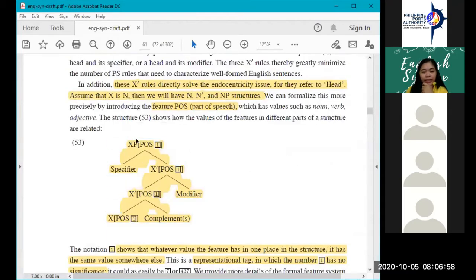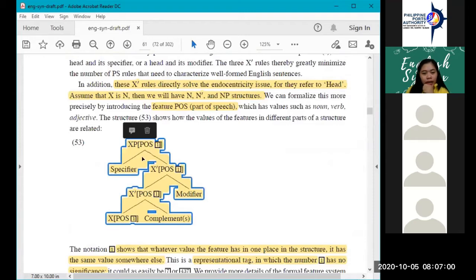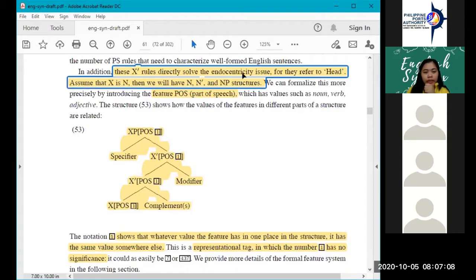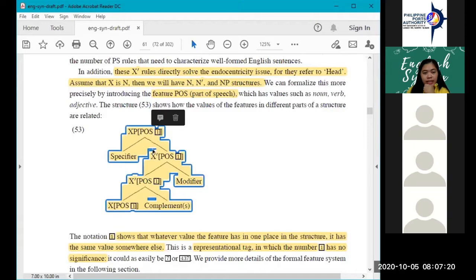Okay, we have here an example of a structure using the X bar rule. X bar rules directly solve the endocentricity issue, for they refer to the head of the phrase. So assume that the X is N, then we will have N, N bar, and NP structures. So let's focus here as an example on the parts of speech, or the POS, of the sentence.